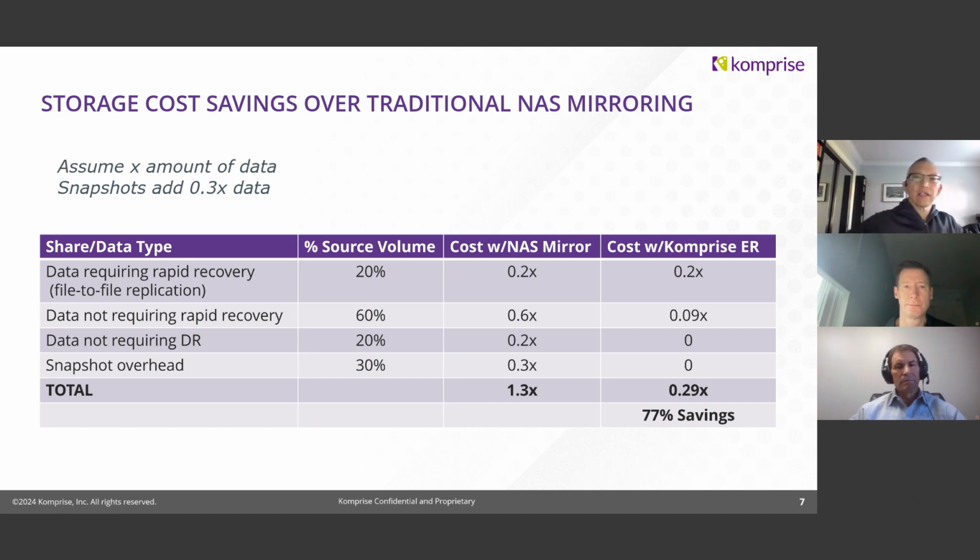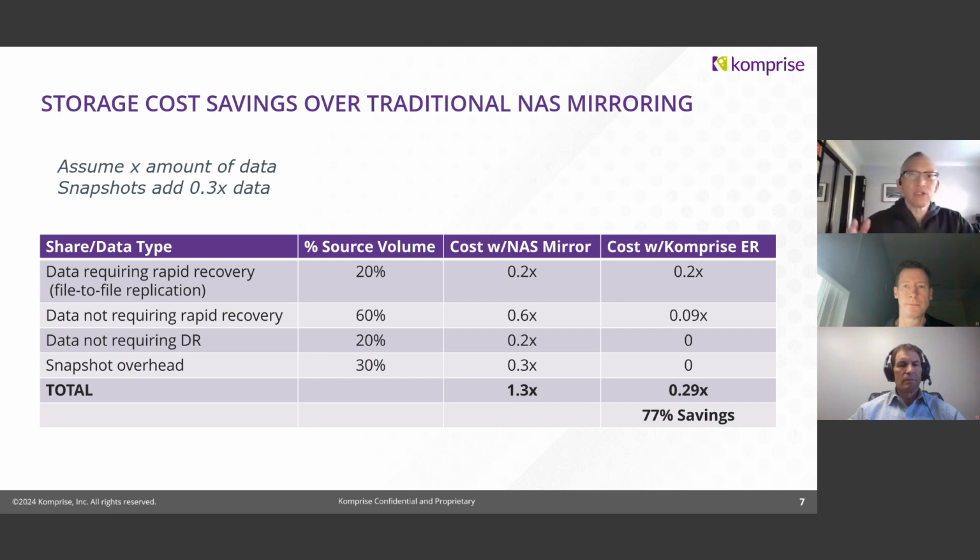So factor that in. If you look at the first column, we're showing what types of data would reside across that X that you've got. Now, the top row is the data that requires rapid recovery. So generally, you want to use file-to-file replication. So in the event of a disaster or a malware attack, you can quickly cut over users from the now disabled or attacked source, get your users using the file-based replication copy.